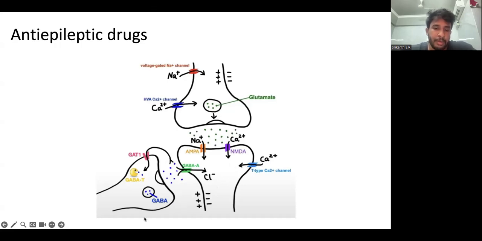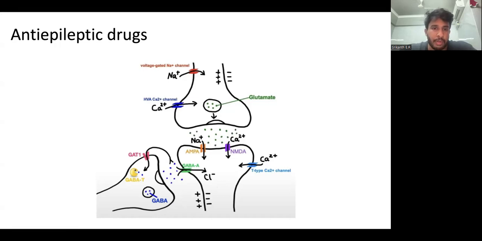And there are inhibitory neurons. The inhibitory neurotransmitters are primarily GABA and glycine, which release GABA from the sides. GABA then acts on GABA A receptors and causes hyperpolarization or deactivation of that neuron. This GABA is then taken back into the cell via GABA transporters, and they are destroyed by GABA aminotransferases. So these are your drug targets basically.